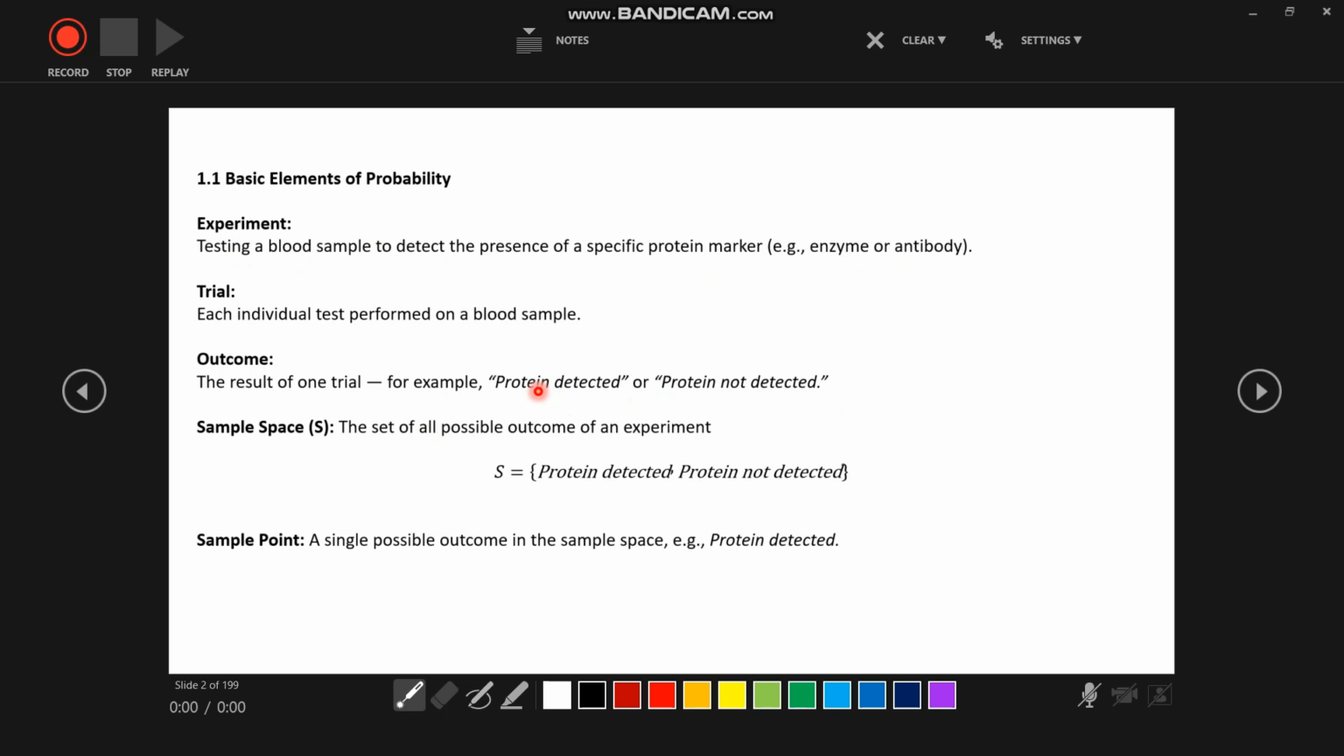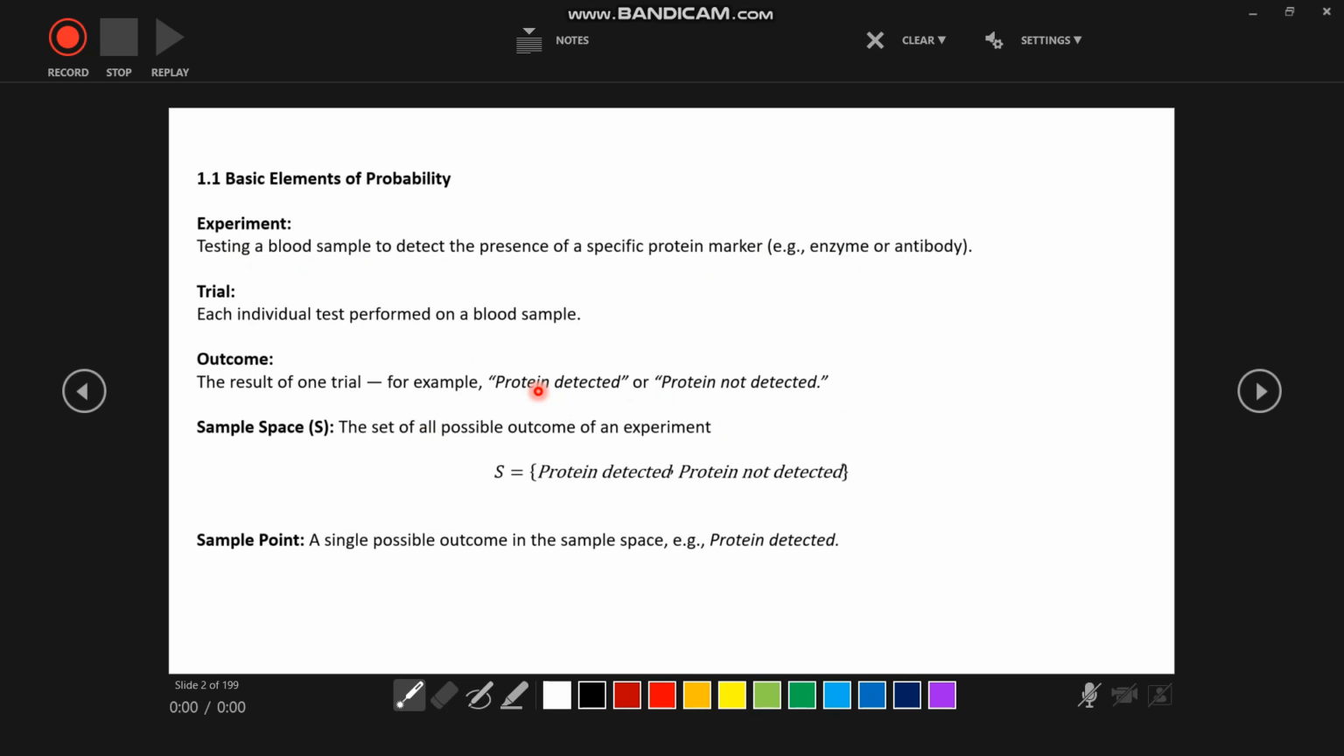Now we have sample space as well. Sample space is the set of all possible outcomes of an experiment. Sample space is just a way of representing all possible outcomes of an experiment.